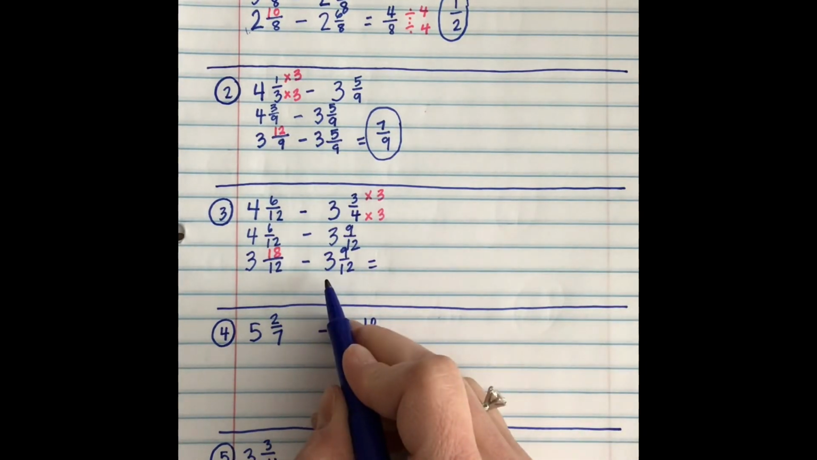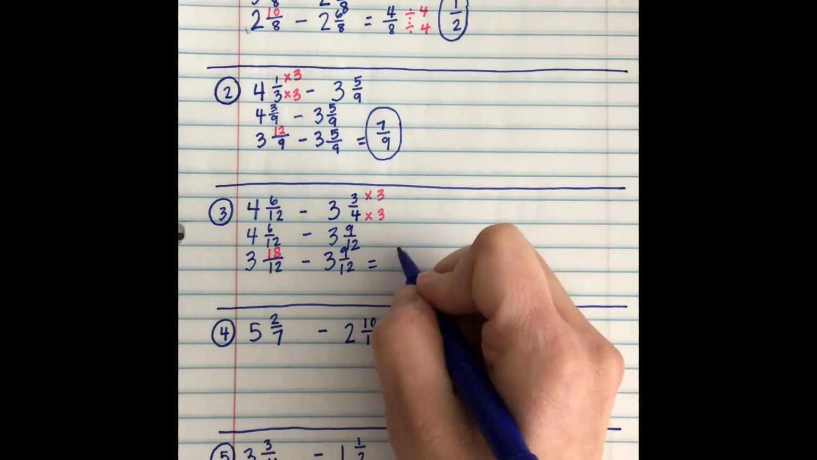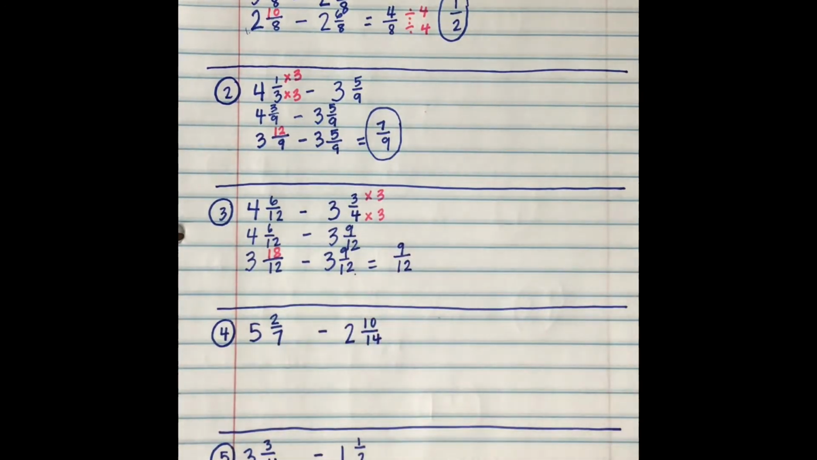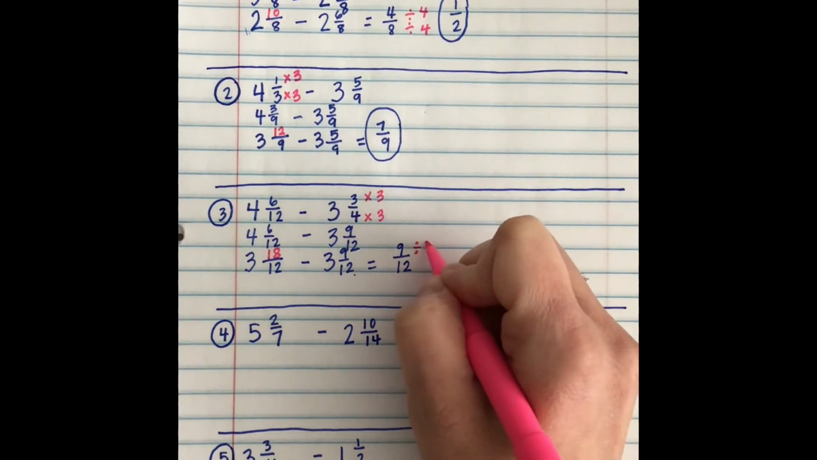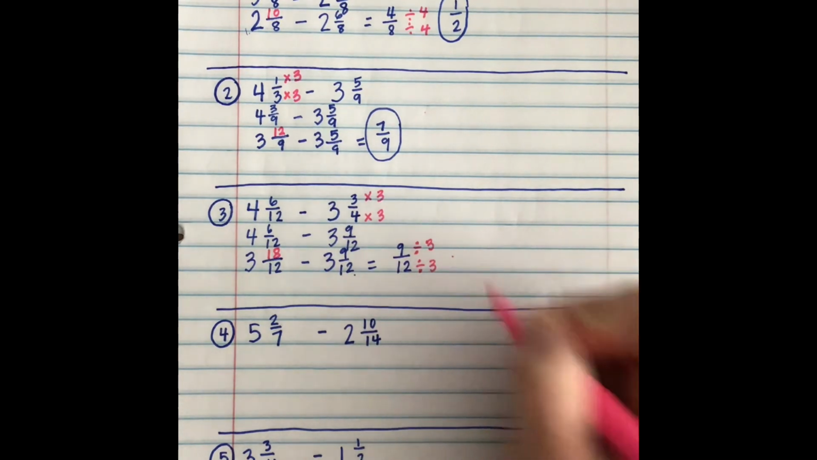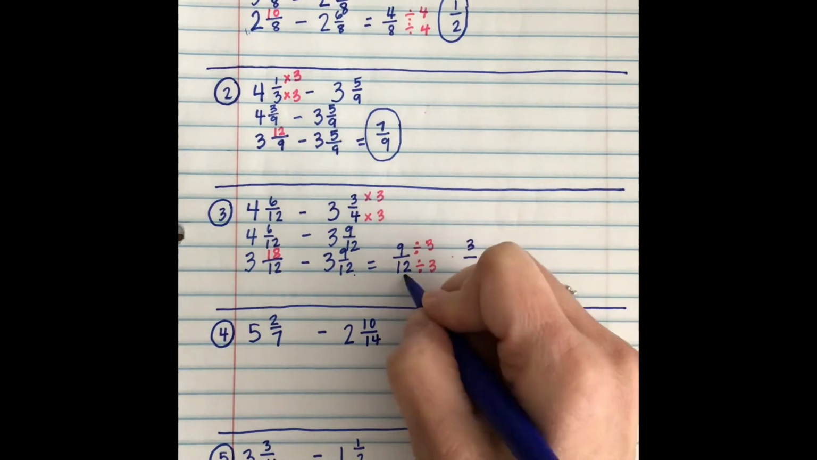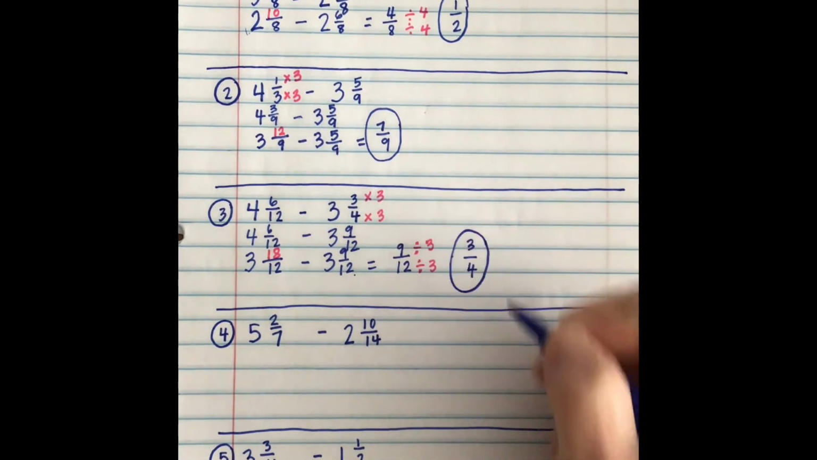So 3 minus 3 is just nothing. And I'm going to have 18 minus 9, which gives me 9. 12 is my denominator. So I'm noticing that 9/12 can be reduced. I'm going to divide both my 9 and my 12 by 3. 9 divided by 3 gives me 3. 12 divided by 3 gives me 4.